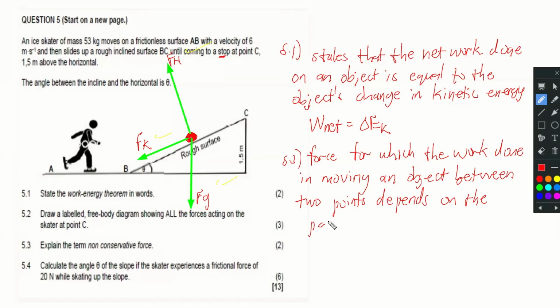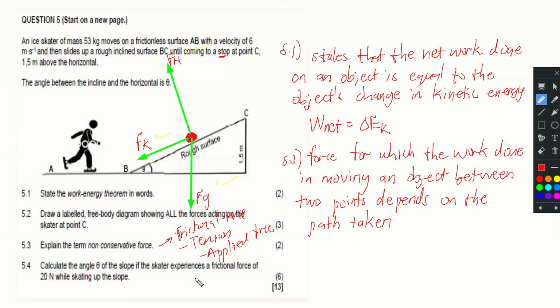So do not get it confused. When it comes to a non-conservative force, it depends on the path taken, but a conservative force is independent of the path taken. Now, your examples of non-conservative forces are your frictional force, your tension force, and also your applied force, right? So always remember that. Sometimes they might ask you to name the non-conservative forces, right? So frictional force, tension force, and applied force are the examples of your non-conservative forces. And then the conservative forces are your gravitational force and normal force. So always keep that in mind.